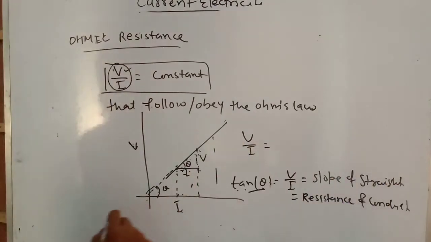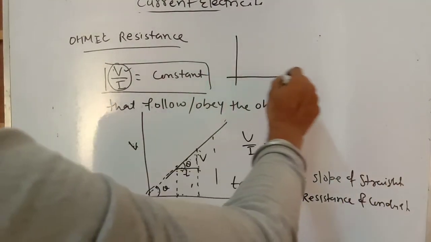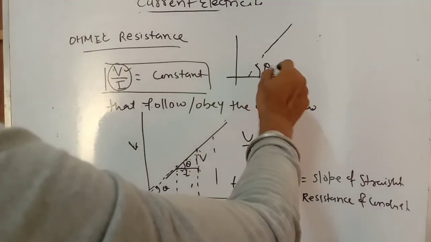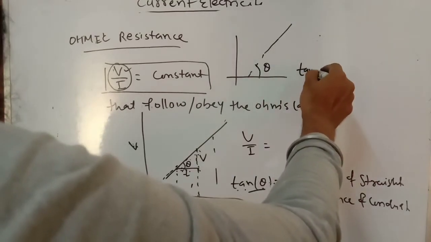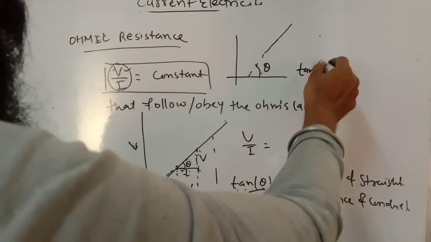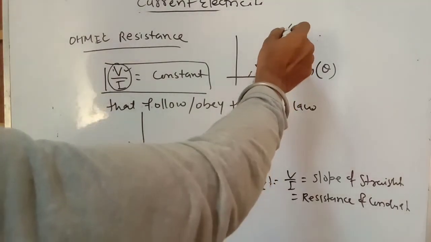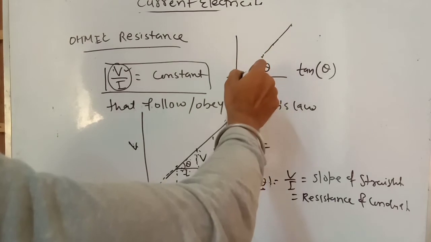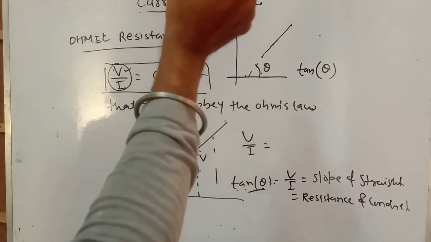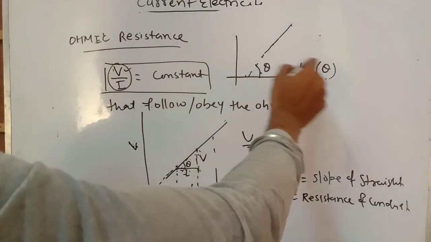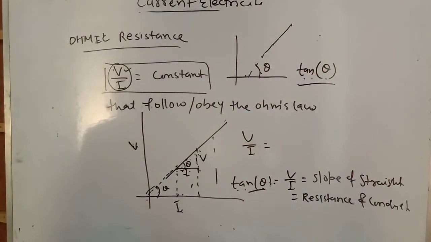Again I am saying, what is the slope? Any straight line makes an angle theta with the positive axis, and the tan of that angle, tan theta, gives the slope of the straight line. Again, just listen carefully: if the straight line makes an angle theta with the positive axis, then tan of that angle gives the slope of the straight line.